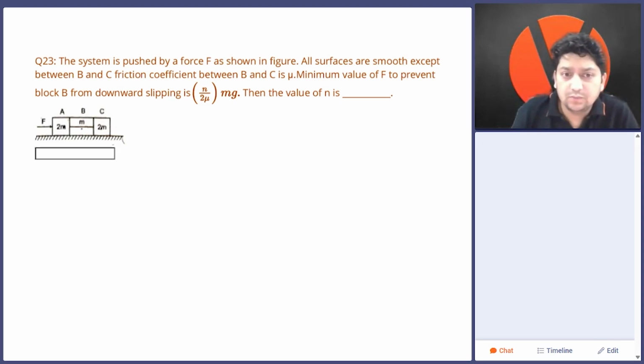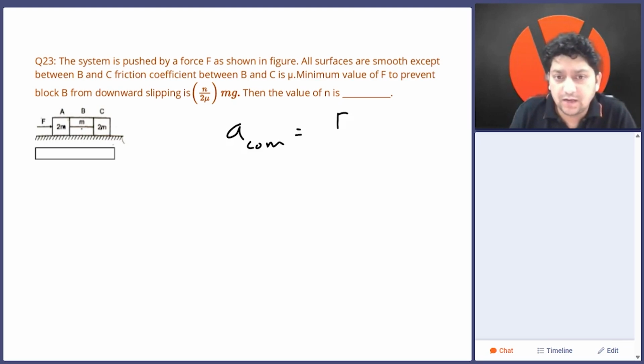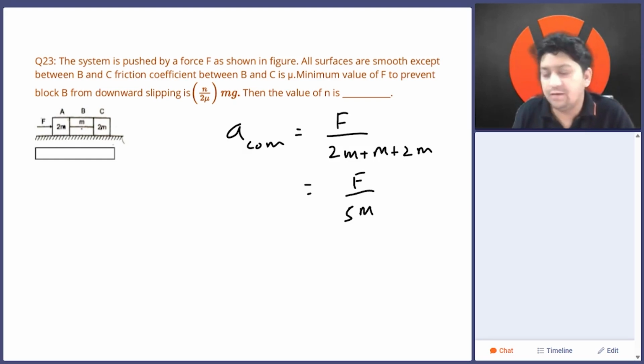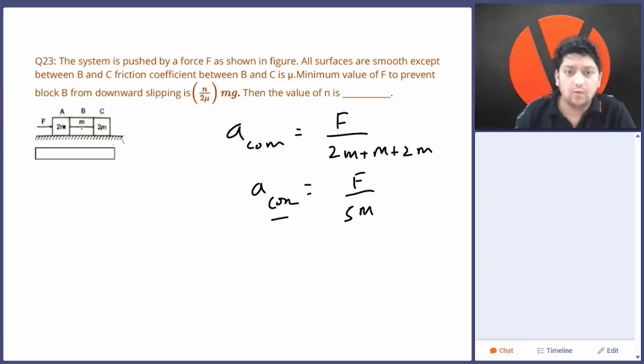So the whole system will be moving with a constant acceleration, and that common acceleration will be equal to net force, that is F, divided by total mass, because the system is moving on a smooth surface. So F by 2m plus m plus 2m, that is F by 5m. This is the common acceleration, right? Now we need to figure out the minimum value of F to prevent block B from downward slipping.